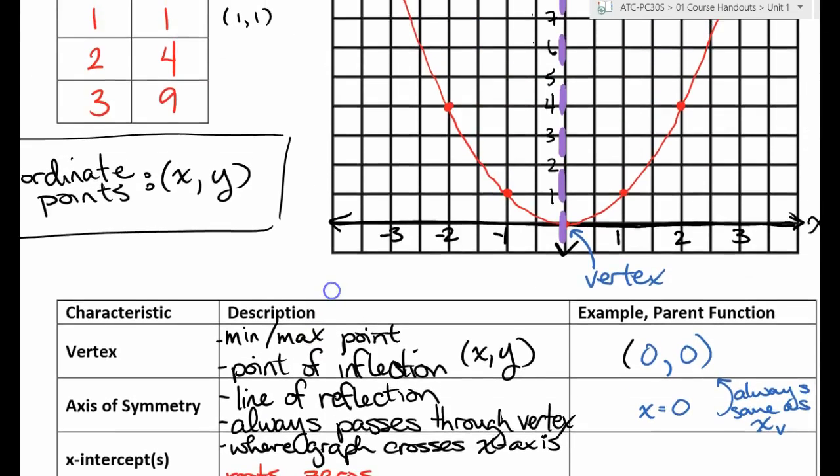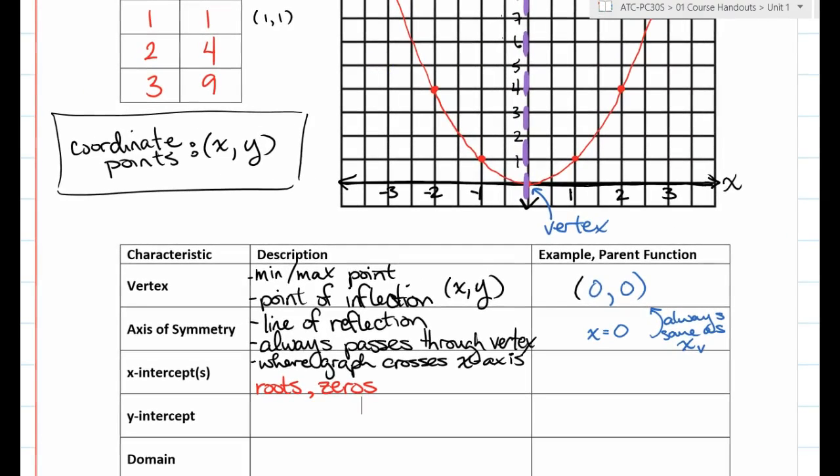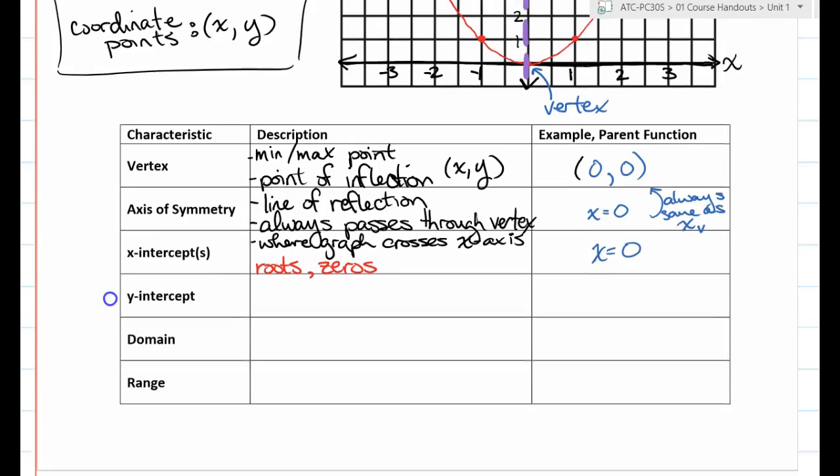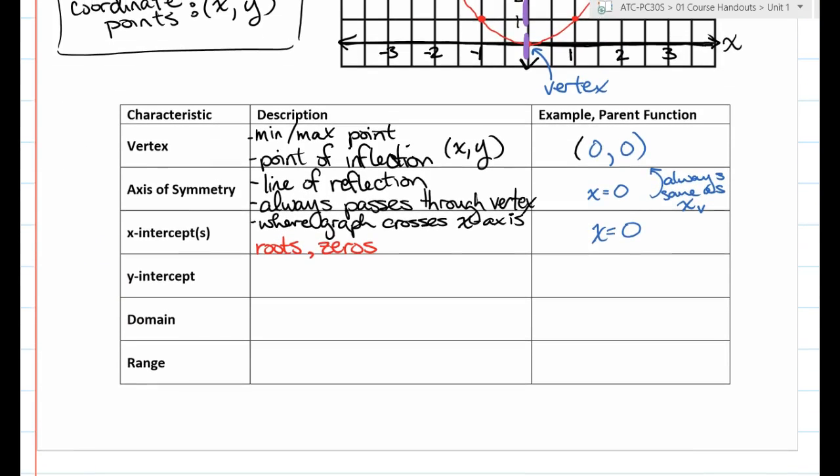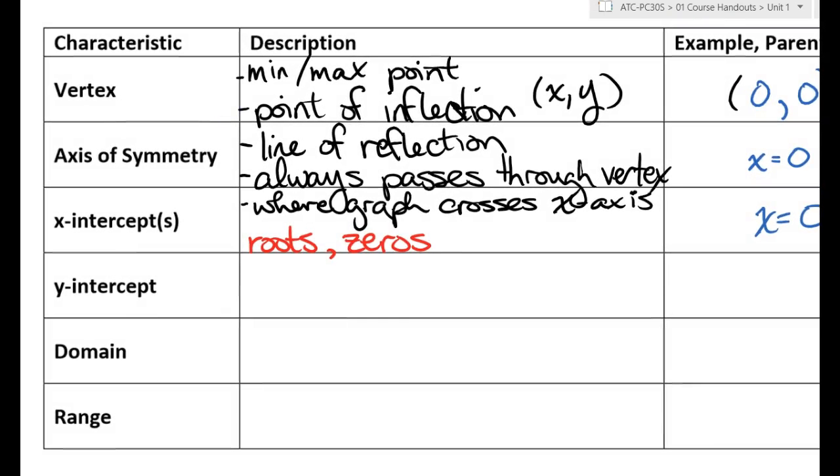In our example, our parent function touches the x-axis and then goes back up. We still call that an x-intercept. It still comes in contact with the x-axis. This actually occurs at x equals 0 as well. So we're getting some pretty consistent numbers. You'll find that as you work through vertex form, this will vary quite a lot depending on the equation. Our y-intercept, if x-intercept is where our graph touches the x-axis, is where the graph touches the y-axis.